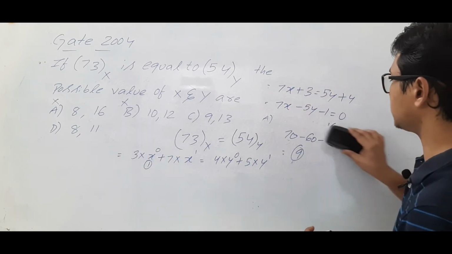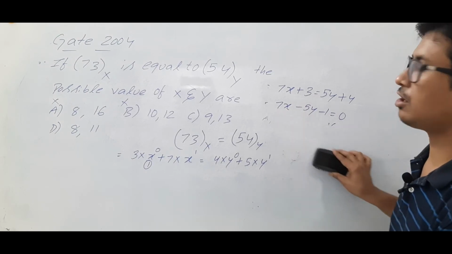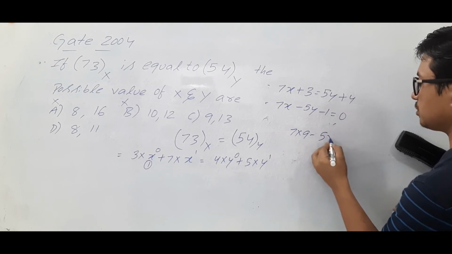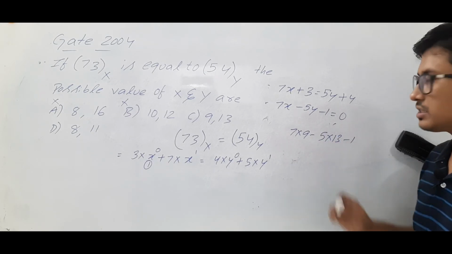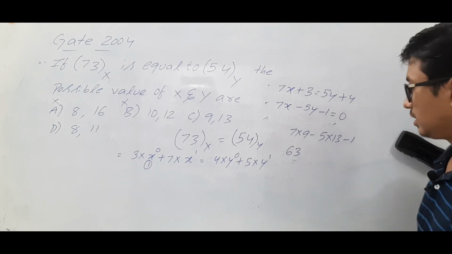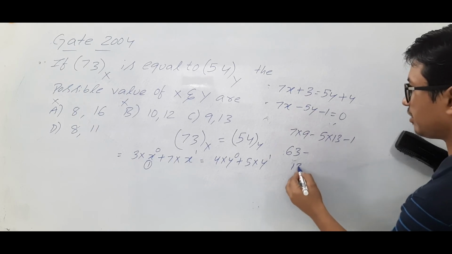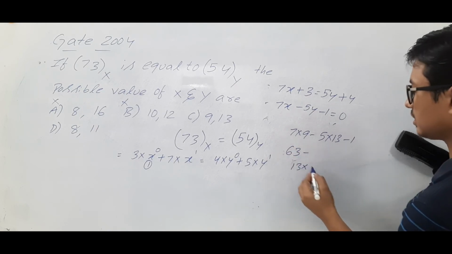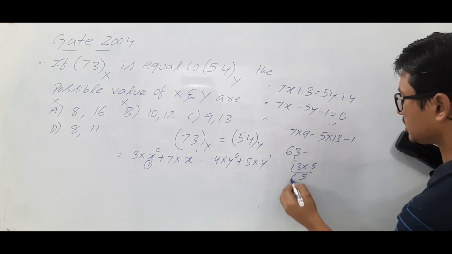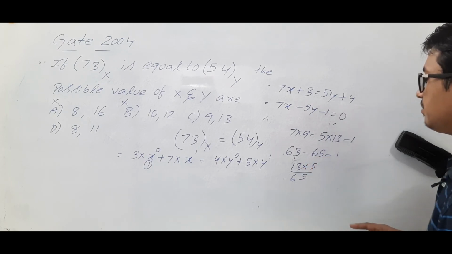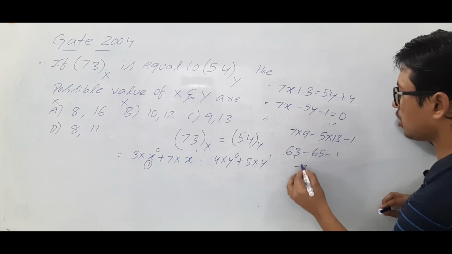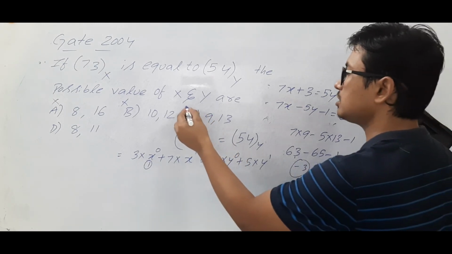We will substitute option C and check whether it is correct or not. Now 7 into 9 minus 5 into 13 minus 1, they are saying is equal to 0. We will check whether it is equal to 0. 7 9s are 63, minus 13 5s, which is 65. 63 minus 65 minus 1, you will get minus 3, which is not equal to 0. So even option C is also wrong.